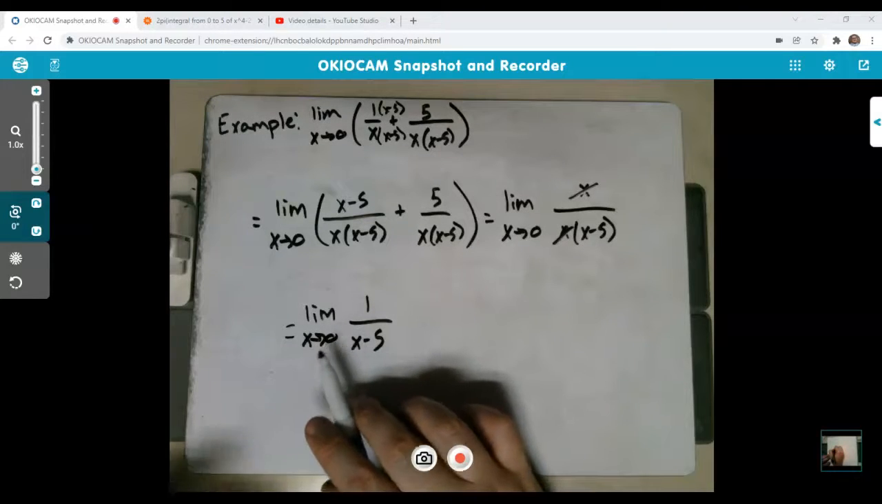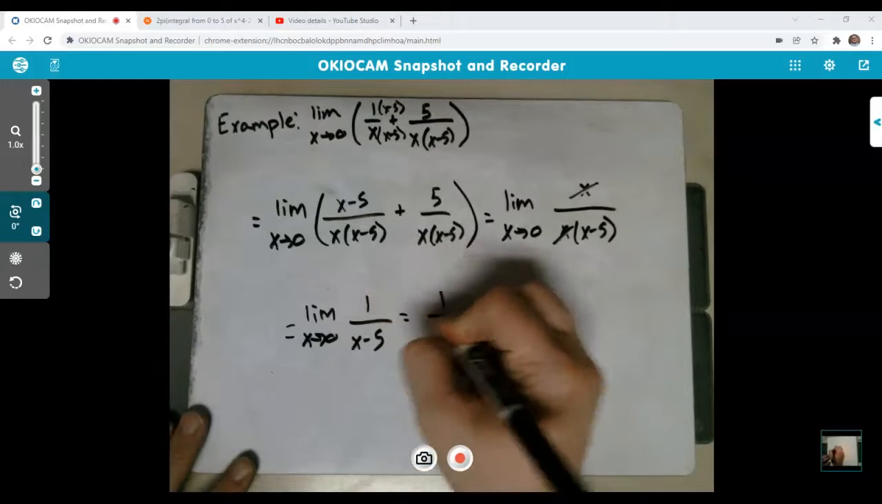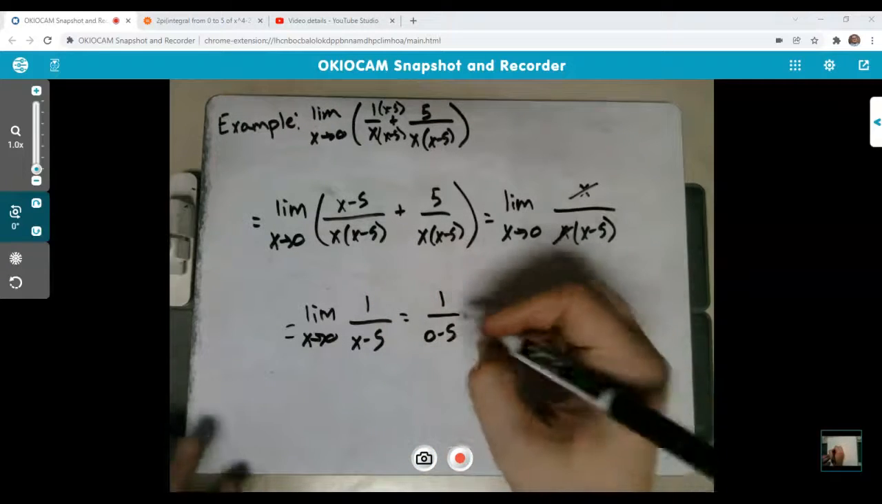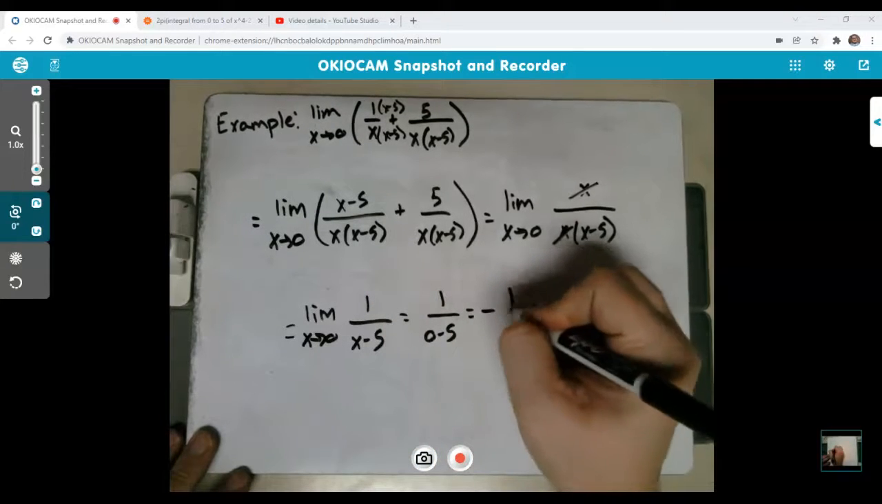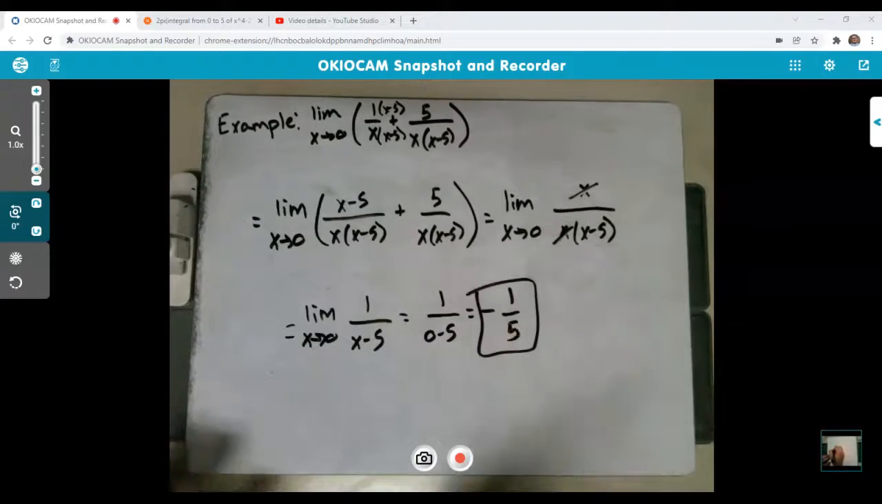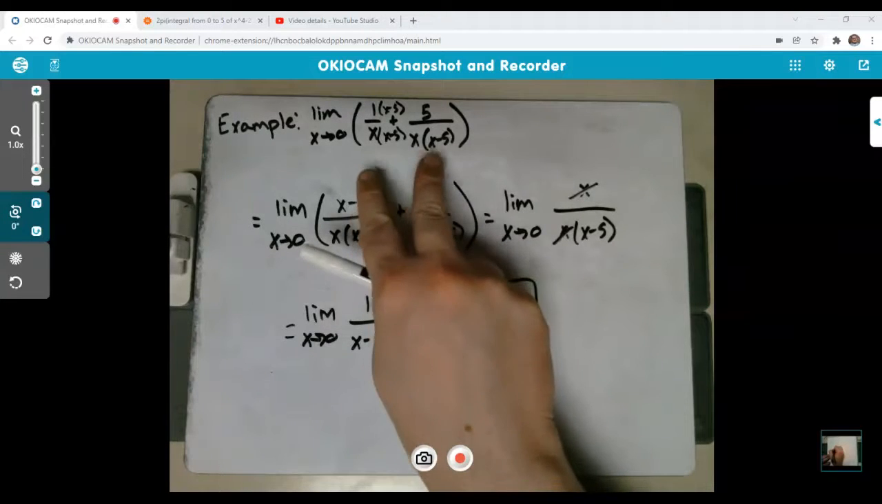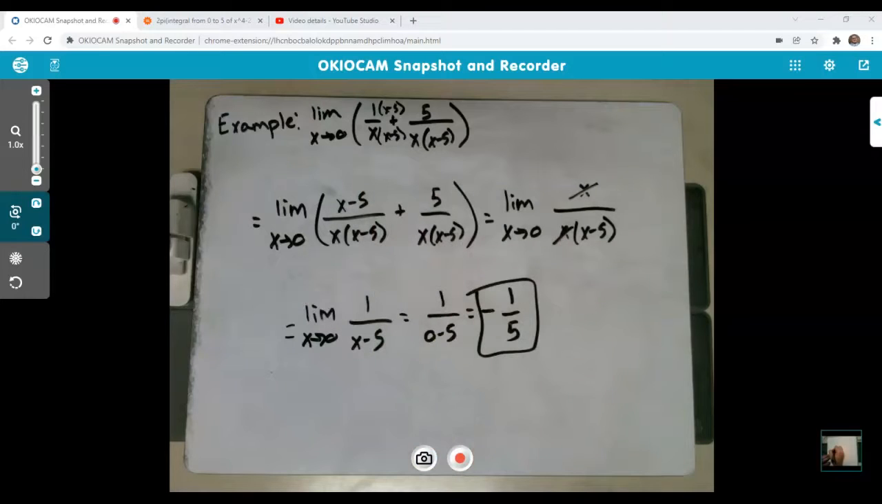So plug in 0 for x. That's 1 over 0 minus 5. 0 minus 5 is negative 5, so negative 1/5. Again, what I would do is just make this one term, but in order to do that, I need a common denominator. So that's what I do, is get a common denominator.